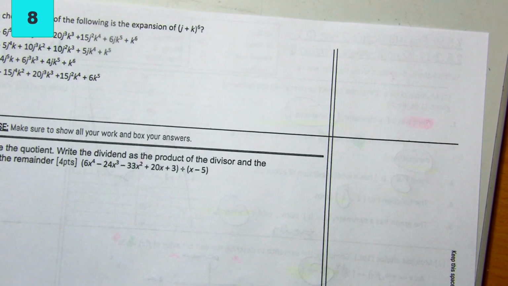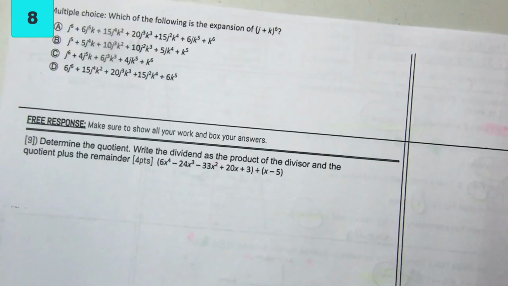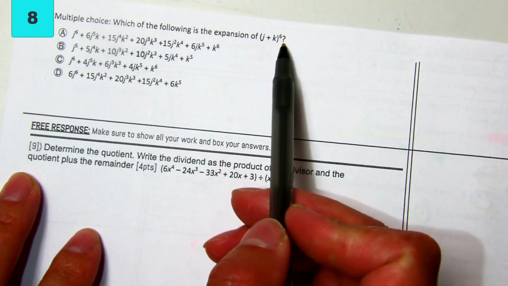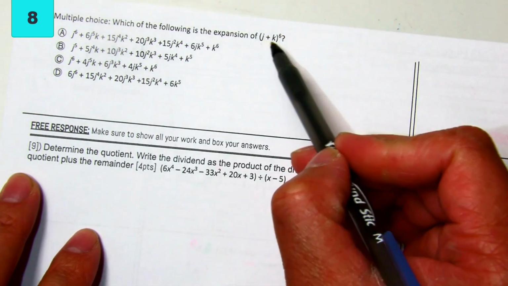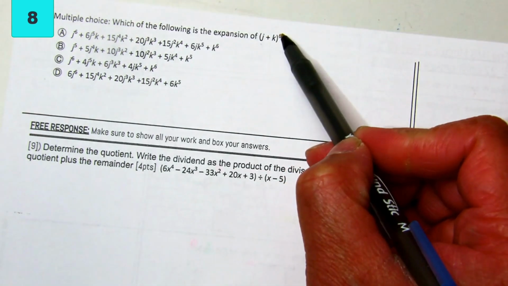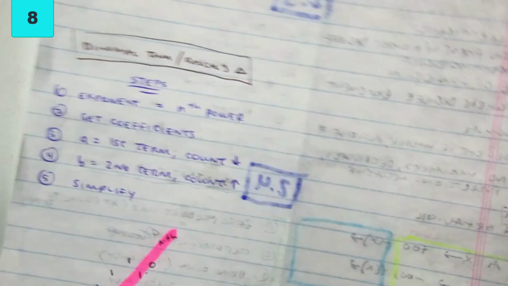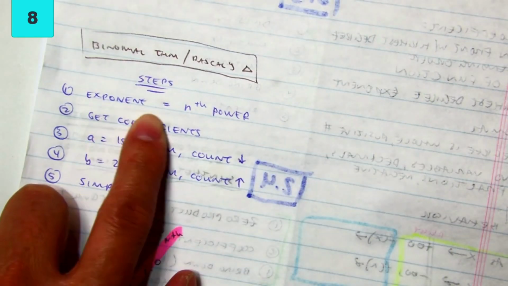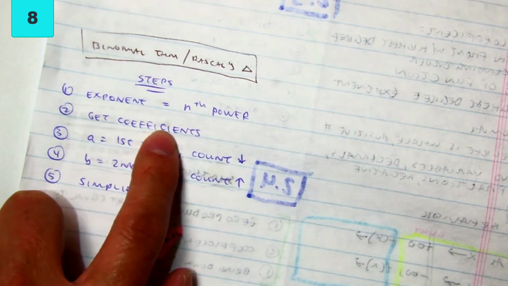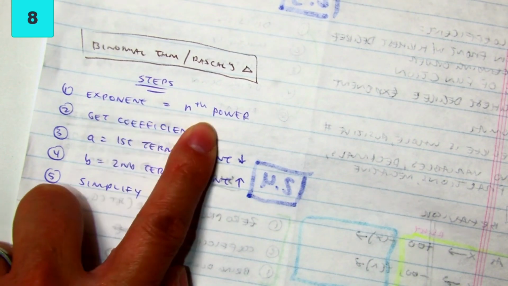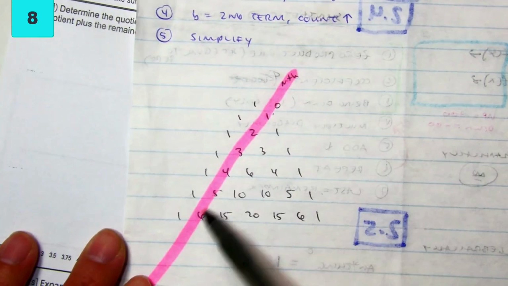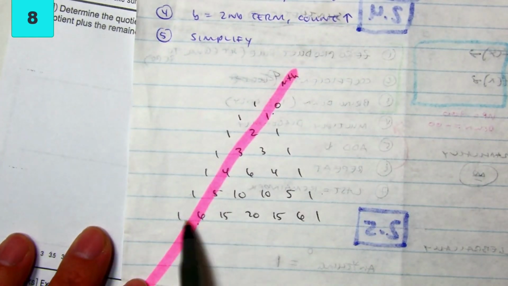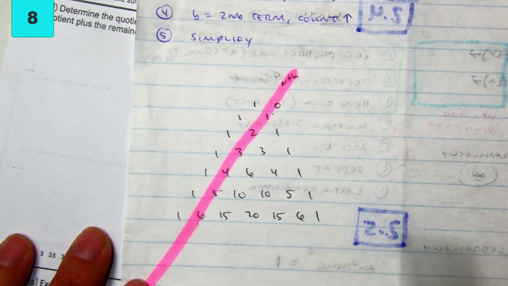Alright, let's go over the backside now. Question number 8. Which of the following is the expansion of x to j plus k to the 6th power? So to the 6th power, I just need to get the coefficients using the nth power. So that number was 6. So I'm just going to go on my list to find the 6th one. That would be 1, 6, 15, 20, 15, 6, and 1.